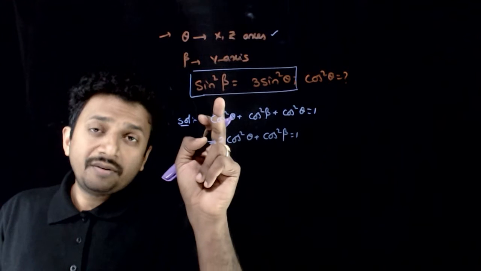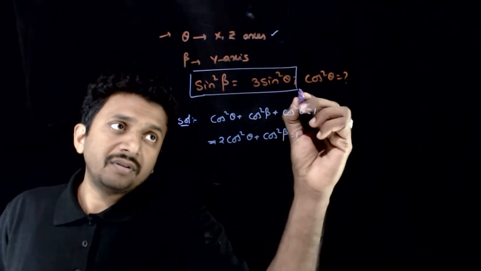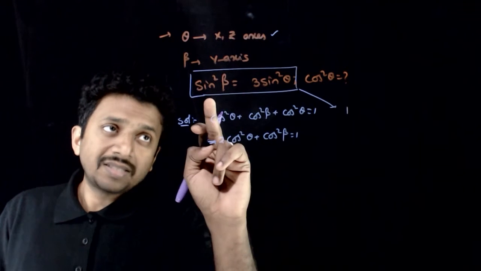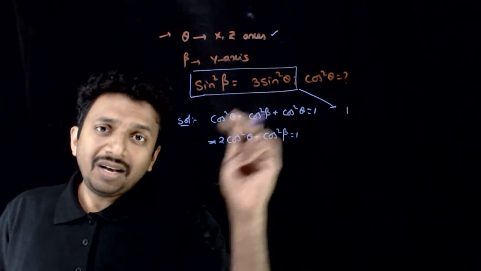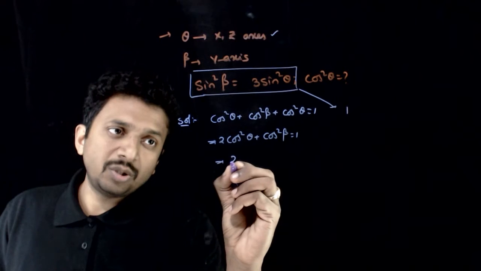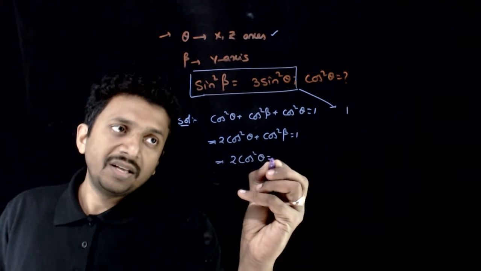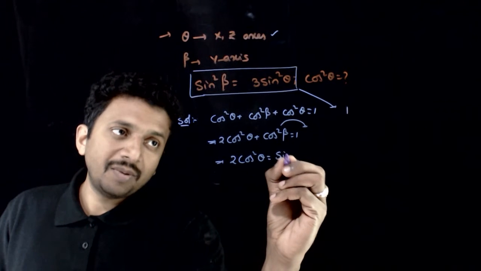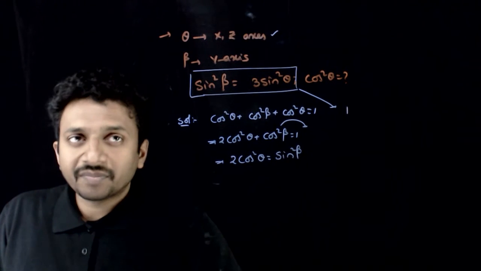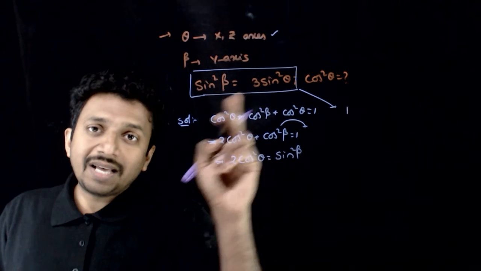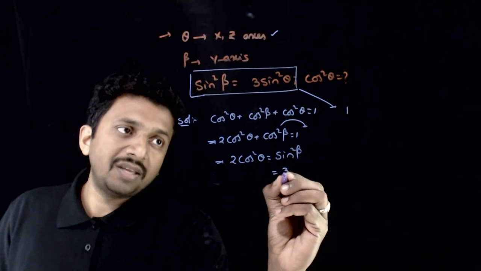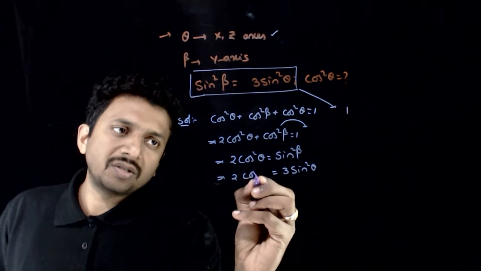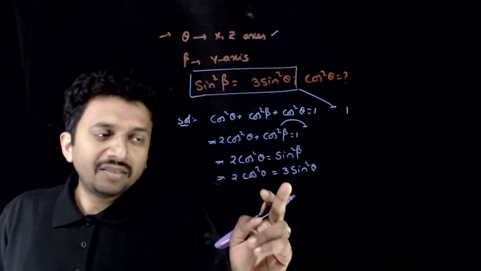Now, from the relation, you have sine square beta is equal to 3 sine square theta. This implies 2 cos square theta is equal to, if you take this cos square beta onto that side, 1 minus cos square beta, which is nothing but sine square beta. Now sine square beta can be written as 3 sine square theta. So 2 cos square theta is equal to 3 sine square theta.